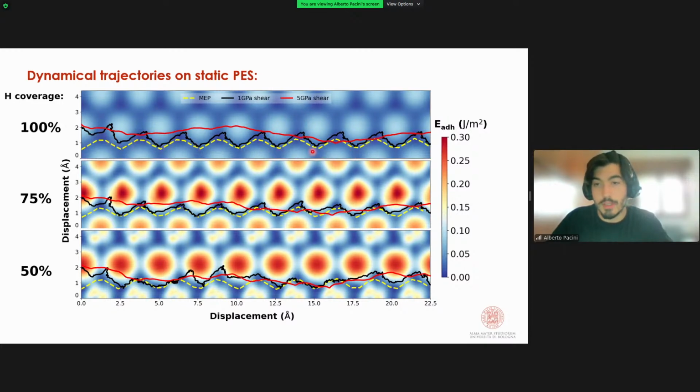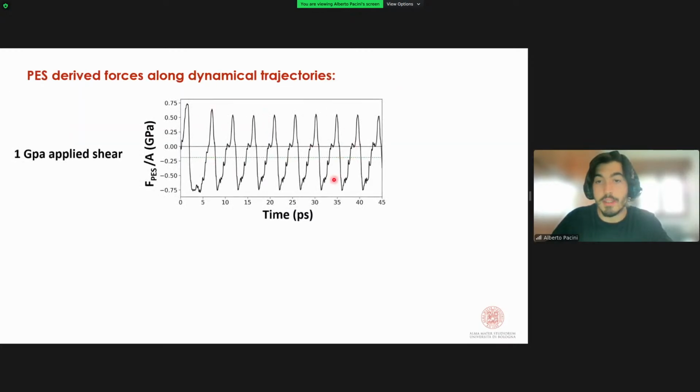So we perform this projection for the 1 gigapascal shear, and we get this graph. So we can recognize this characteristic sawtooth profile, which is characteristic of the stick-slip regime, in which we have a stick phase where an accumulation of elastic energy is occurring. And then we have a slip phase where this elastic energy is released. And through phononic dissipation, we lose kinetic energy, and we get a net friction force, which is indicated by this average here.